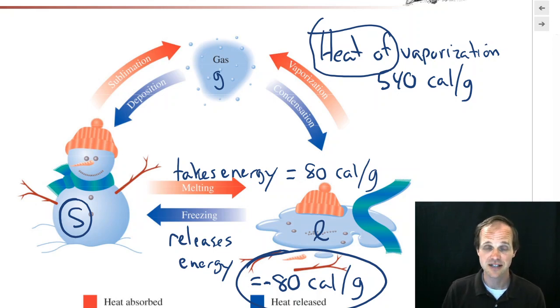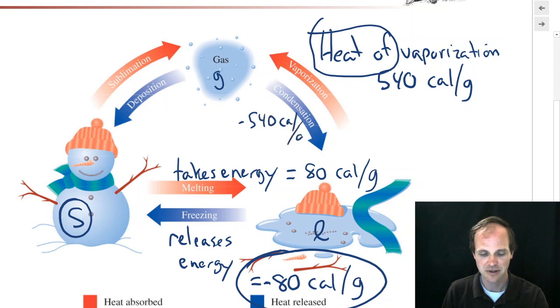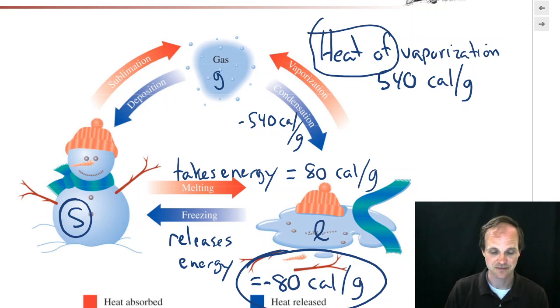What do you think it is for condensation? Hopefully you're like, hey, well, it's got to be the same, but opposite. So minus 540 calories per gram, and that would be called the heat of condensation.